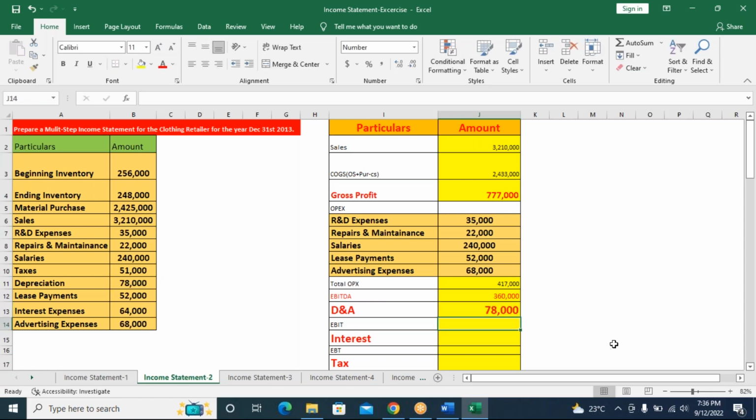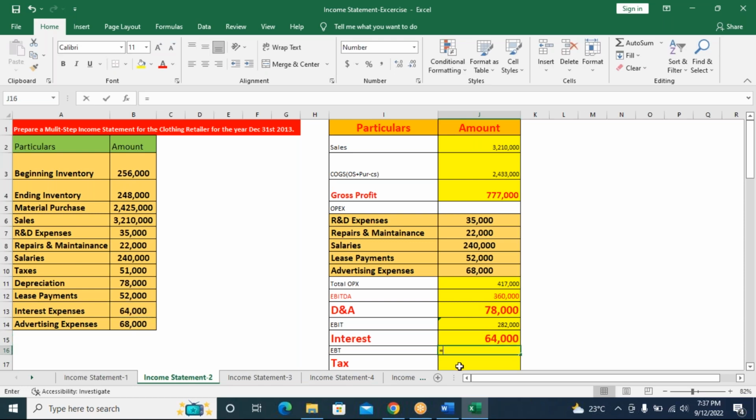So now my EBIT will be EBITDA minus depreciation. Very good. EBITDA minus depreciation, that is 2,82,000. So how much interest am I paying now? 64,000. Yes, correct. It is 64,000.